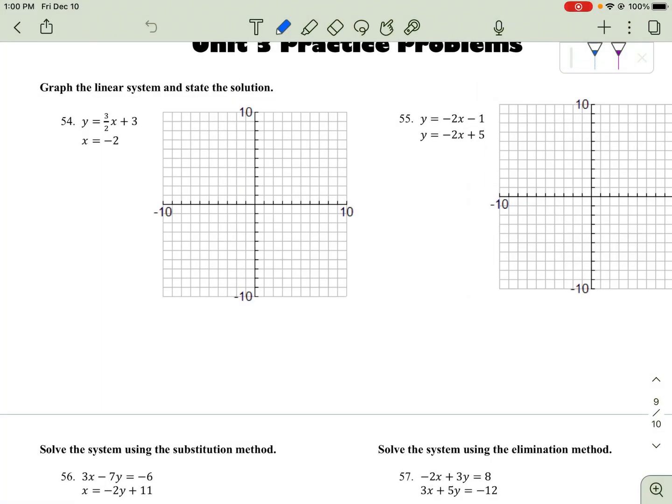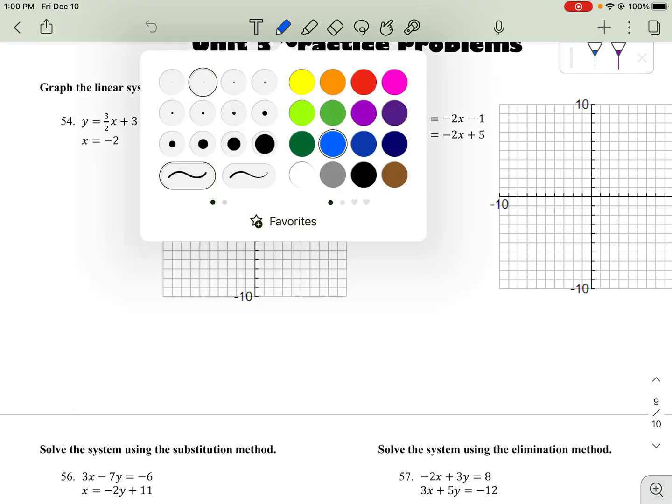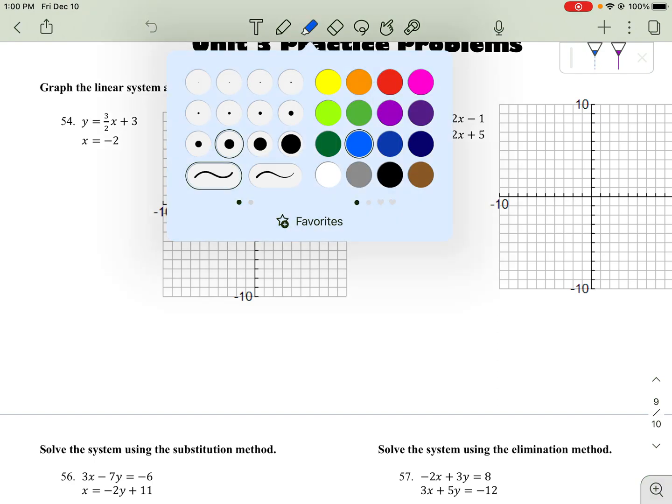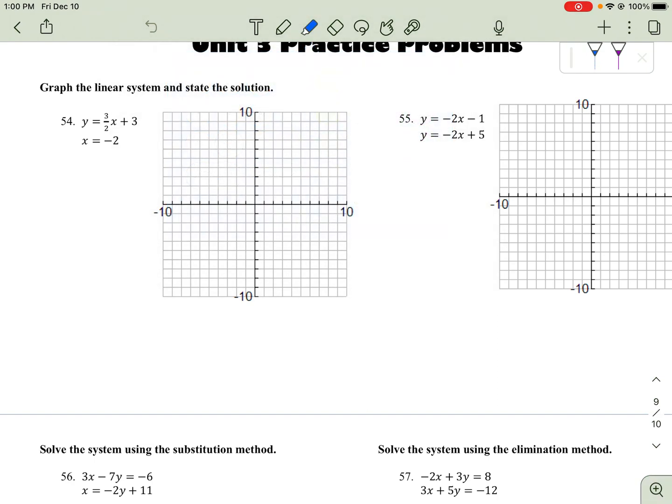All right, this is it, the home stretch for your video key for the exam review, numbers 54 to 61. Let's do this. All right, so we're graphing a linear system and stating the solution.